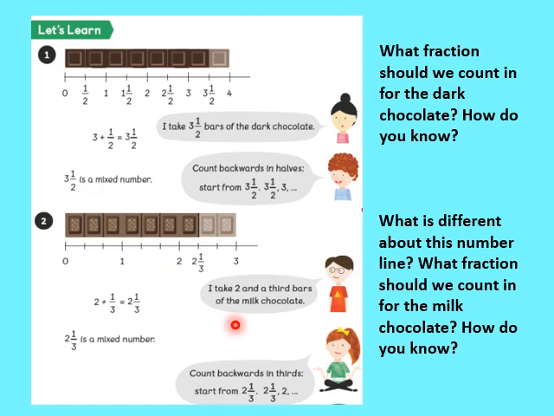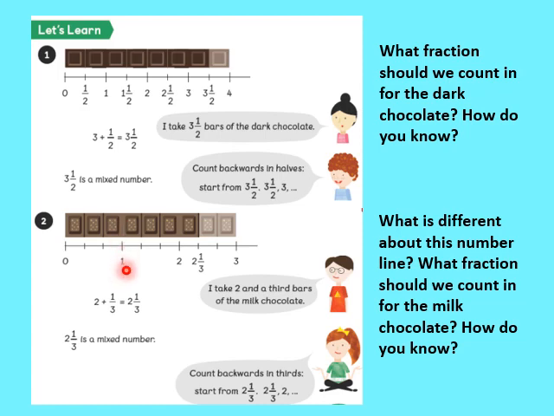Charles says I take 2 1/3 bars of the milk chocolate. Have a look at this number line. What's different about it? What fraction should be counting for the milk chocolate, and how do you know? Well, the milk chocolate bars were all split into 3 equal parts, and we can see here 1 part, 2 parts, 3 parts gives us 1 whole. So we are looking at thirds.